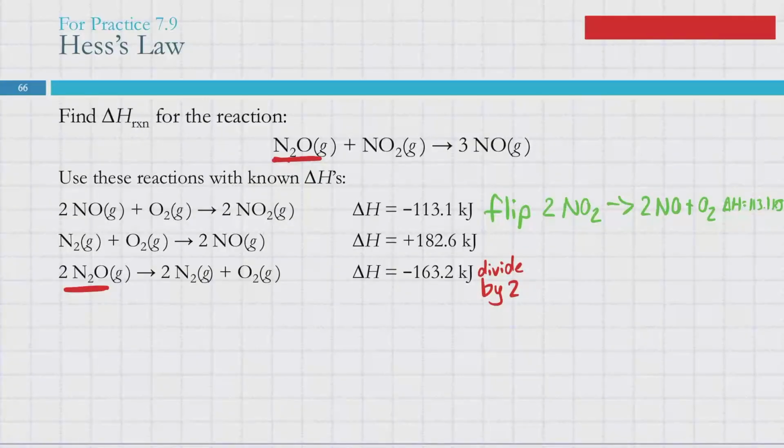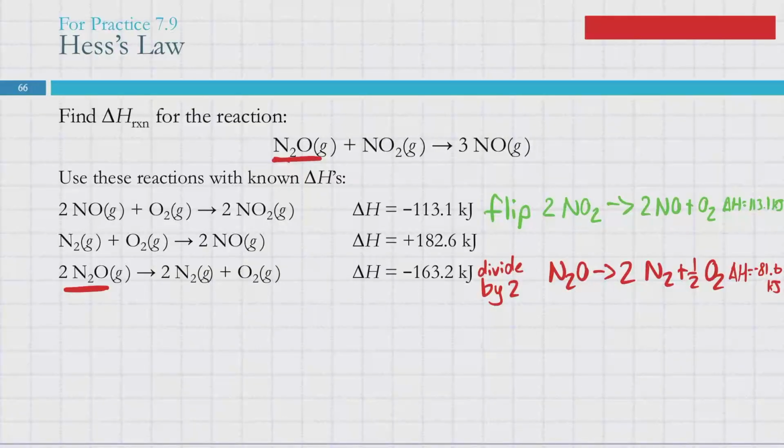So we divide by 2, and that'll turn it into N2O goes to 2N2 plus 1/2 O2. What happens to our delta H? If we divide the reaction by 2, what happens to our delta H? It also divides by 2. So negative 163.2 divided by 2, it's negative 81.6, still kilojoules.